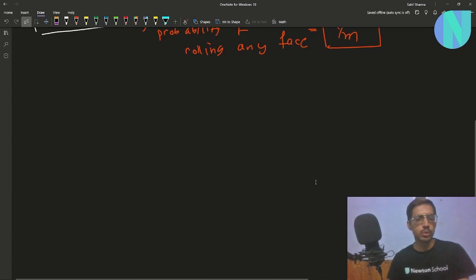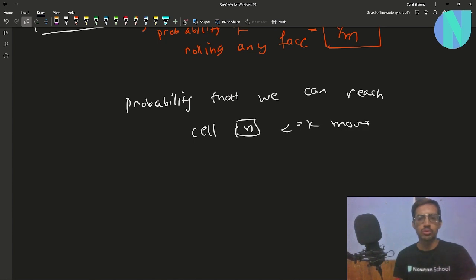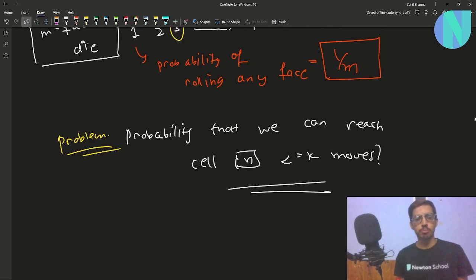So given this setup, you have to find the probability that we can reach cell n in less than or equal to k moves, right? So that is the problem. Given the setup, find the probability that we can reach cell n in less than or equal to k moves.